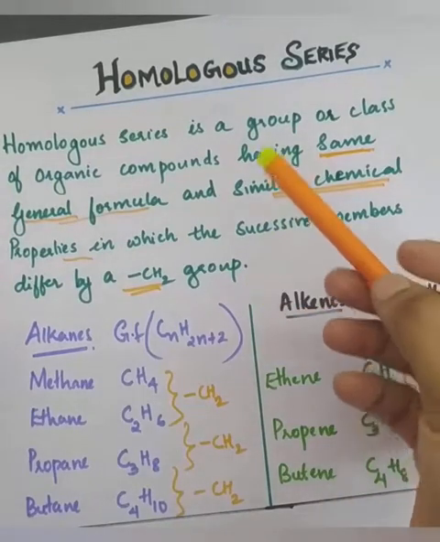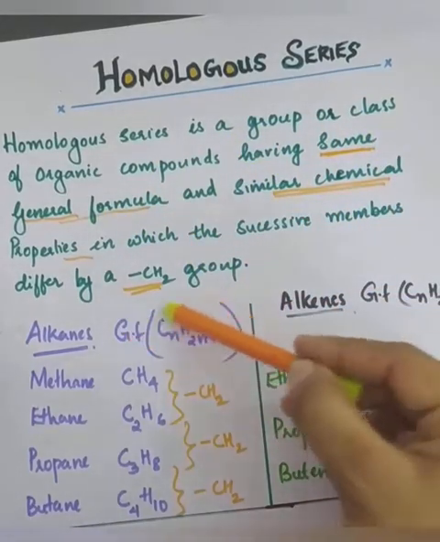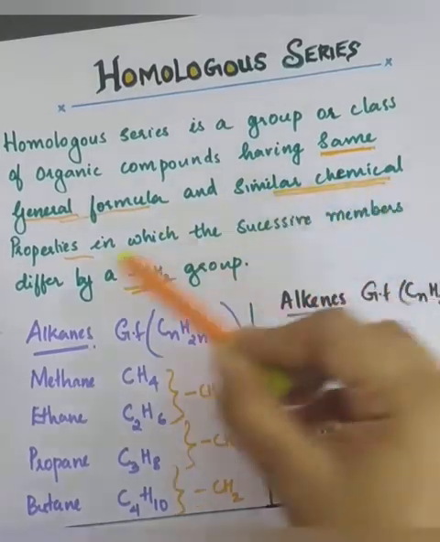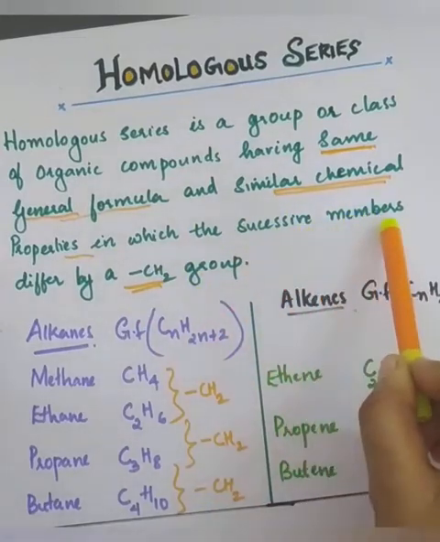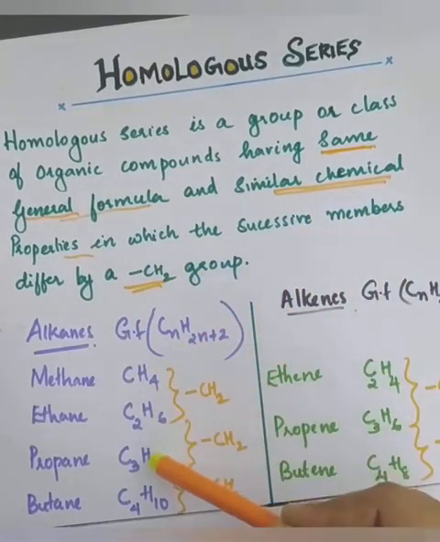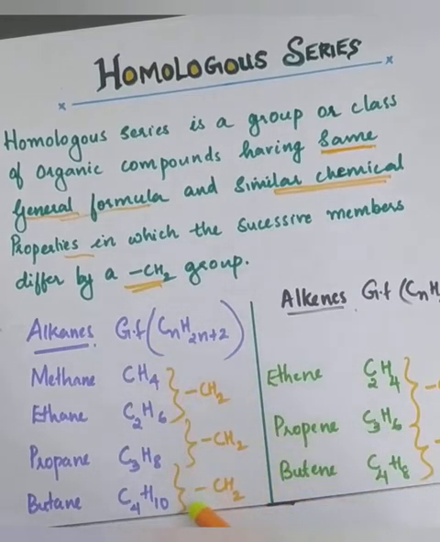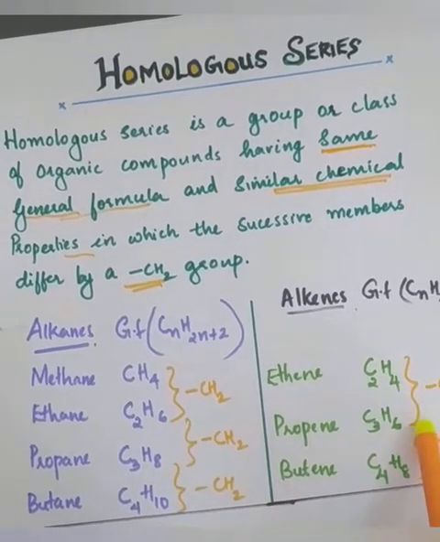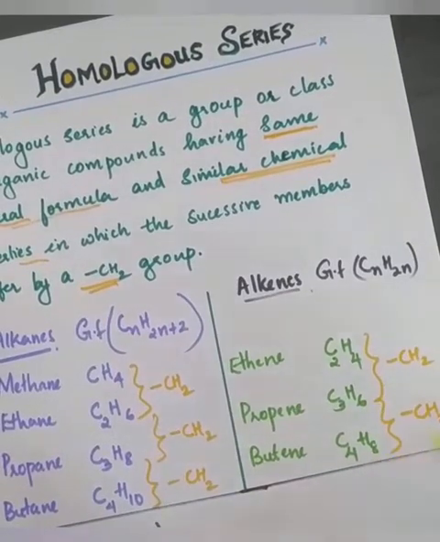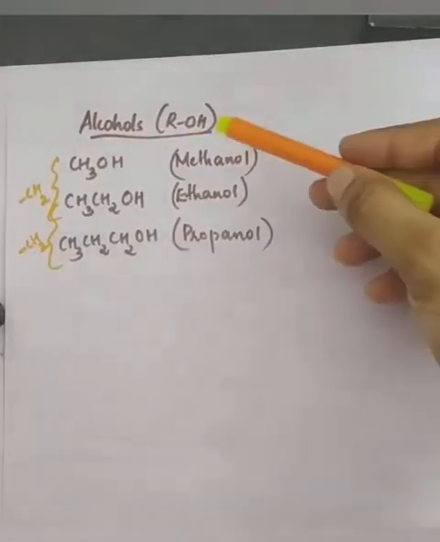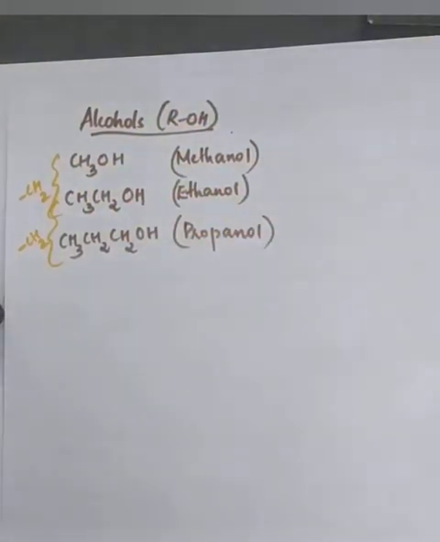What are homologous series? It is a group or class of organic compounds having same general formula. We have seen just now alkanes have same general formula, alkenes, alcohols, and they have similar chemical properties in which the successive members, that is most important there, differ by a CH2 group. Alkanes differ by a CH2 group. Similarly, alkenes also differ by a CH2 group. Similarly, the alcohols also differ by a CH2 group. They have similar chemical properties.